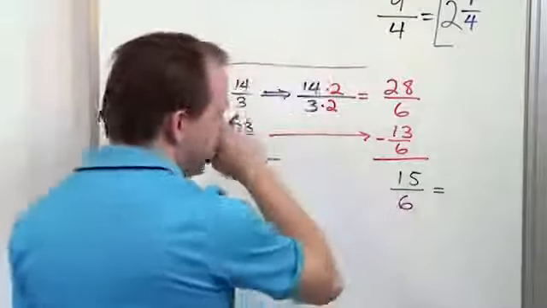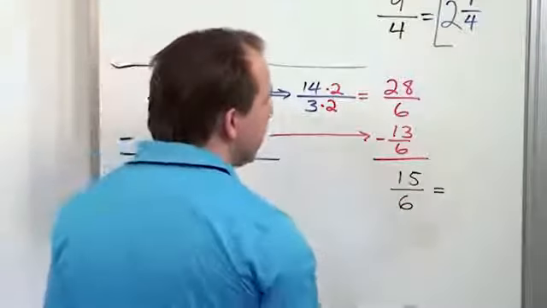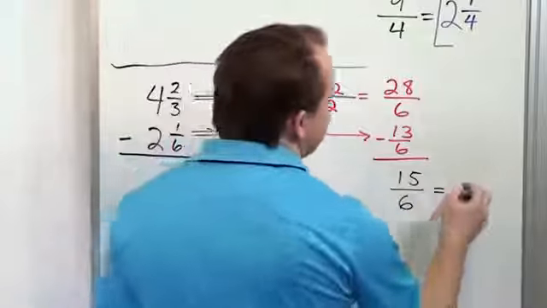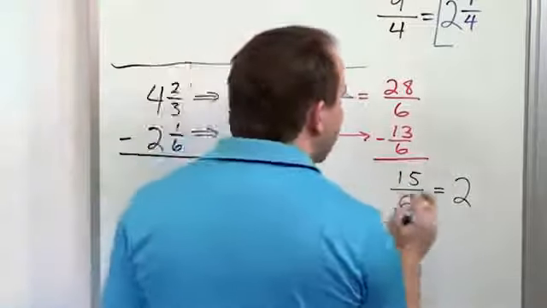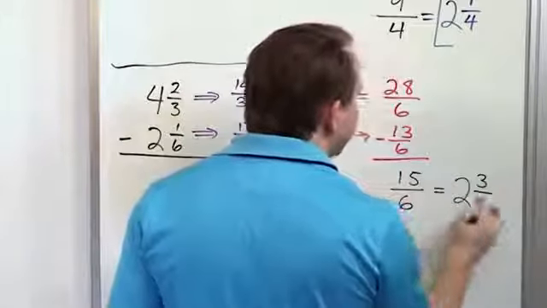How many times can 6 go into 15? Well, 6 times 2 is 12. 6 times 3 is 18. That's too much. So it can only go 2 times. 6 times 2 is 12. The difference between 15 and 12 is 3, and I always write it over 6.